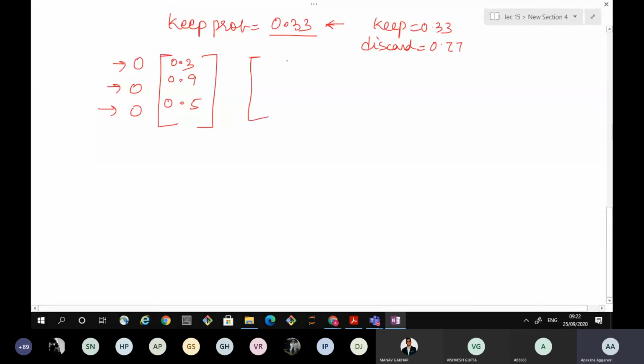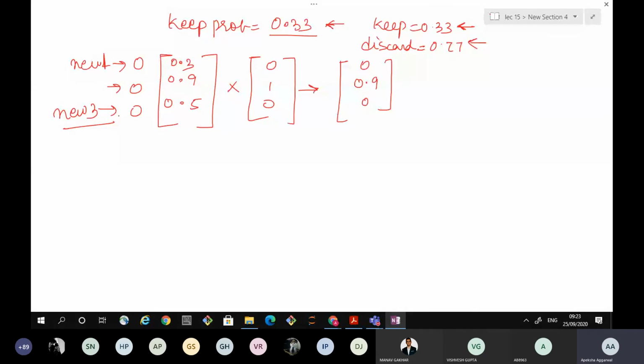So the first thing I would do is create a random array of zeros and ones, and in those I will keep 33% ones and 77% zeros randomly. So I will set 0 1 0. Okay, so 33% is done. Now I will multiply these and I will get some values, which are 0, 0.9 and 0. This means neuron number 1 and neuron number 3 are deleted. Actually, it is not deleted, only the values are converted to 0.